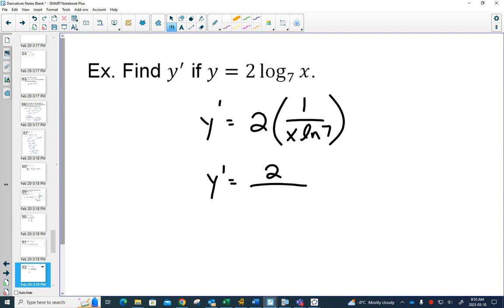So that 2, yes, would go on the top. So we still have the 1 over x, but we'd also have the natural log of 7 on the bottom.